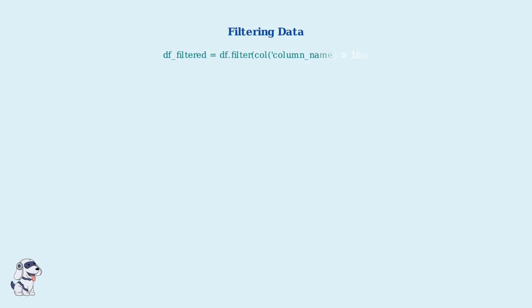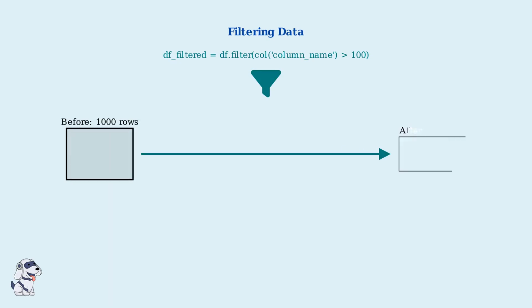Filtering allows you to select rows based on conditions. Use the filter method with column references to create subsets of your data. This operation is pushed down to Snowflake for efficient execution.